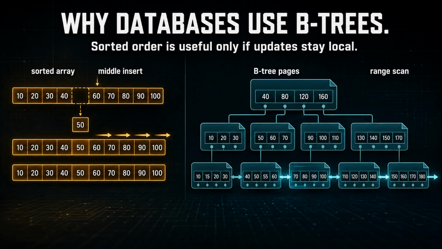Let's say a checkout index is getting new orders every second. A sorted sequence can search beautifully, but one middle insert asks the structure to scoot the furniture around, and the dashboard still wants ranges in order. So why do databases use B-trees instead of just sorted arrays or hash tables?